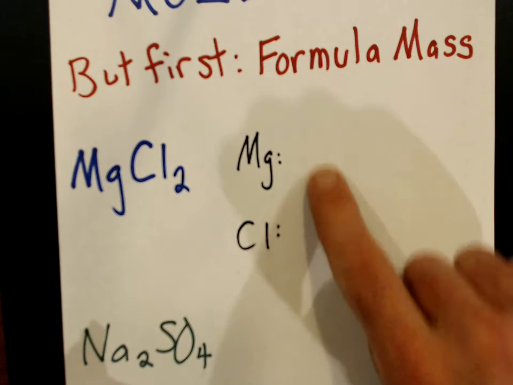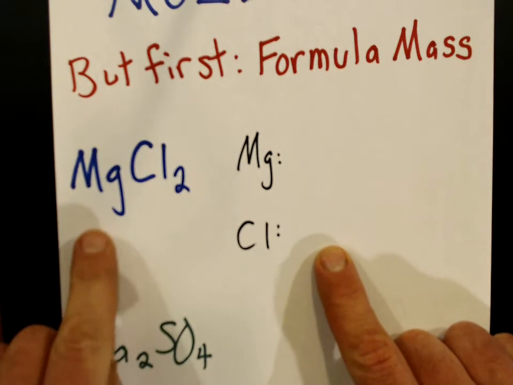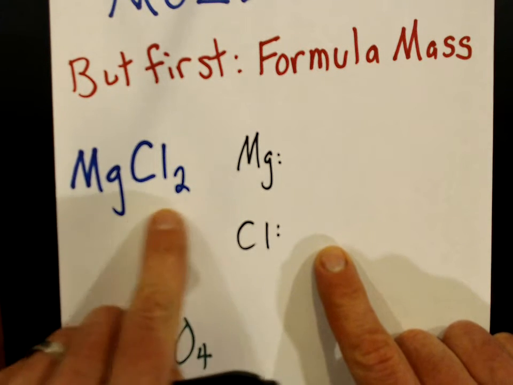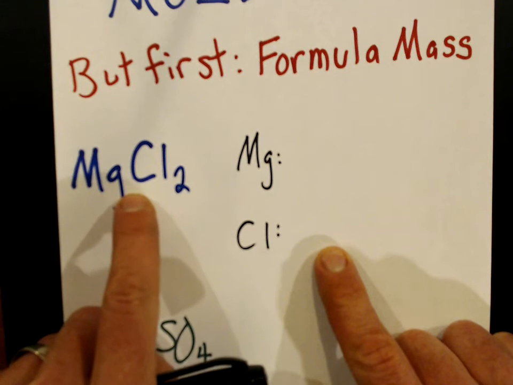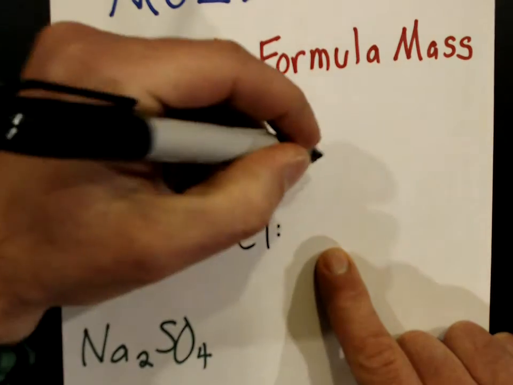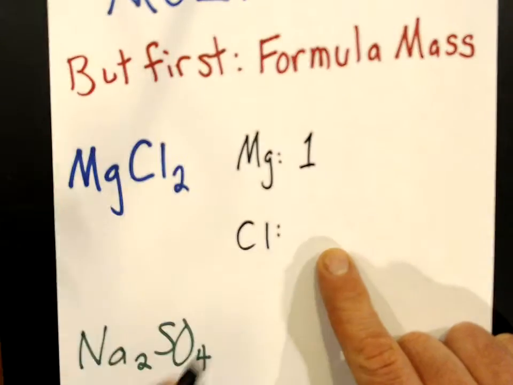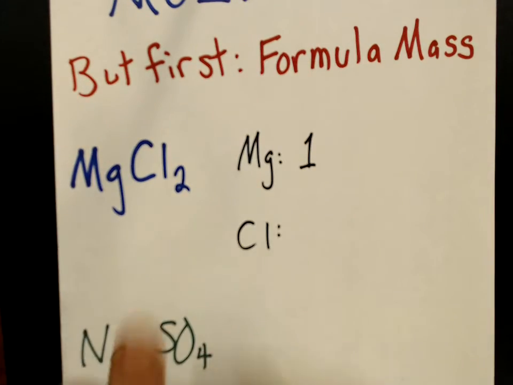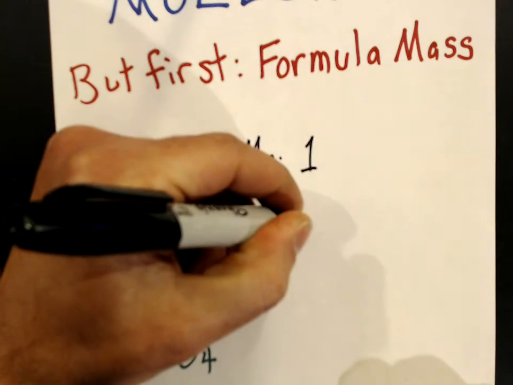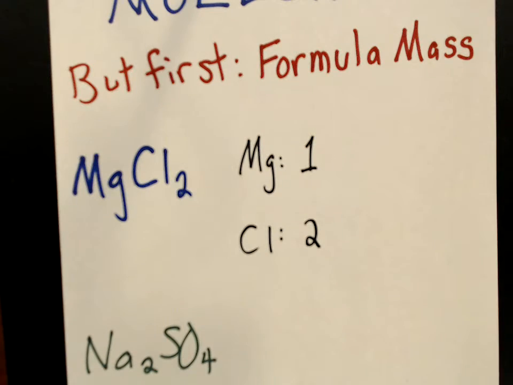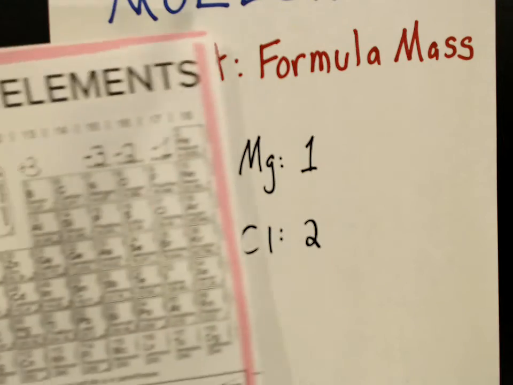Now, next to each symbol that I wrote down, I'm going to write down how many atoms of that element appear in the formula. So I'm looking at magnesium right now. I see an invisible number 1. There's 1 atom of magnesium in this formula. The subscript after chlorine is 2. That indicates there are 2 atoms of chlorine in this formula. Great. What's next? Look up their masses on the periodic table.